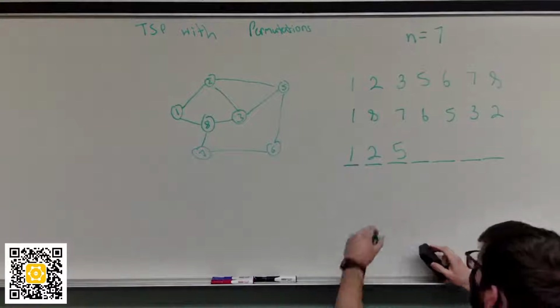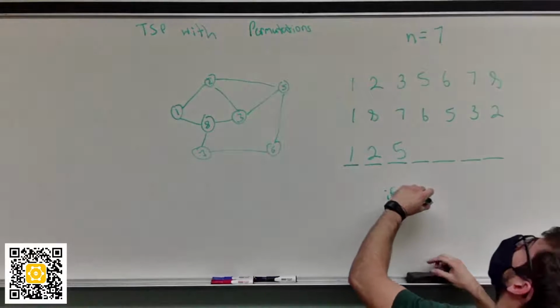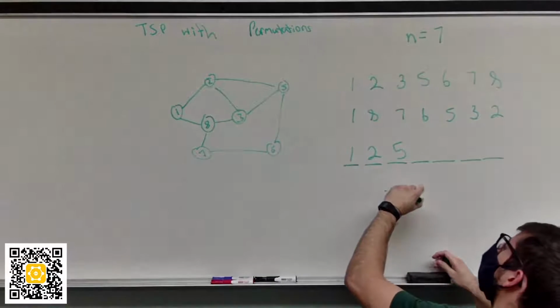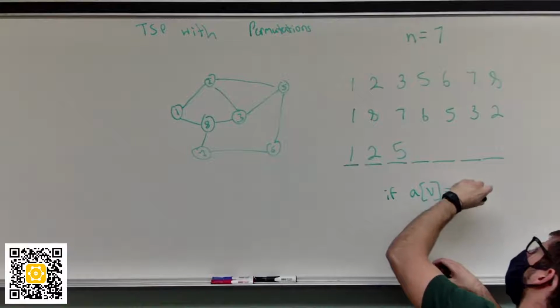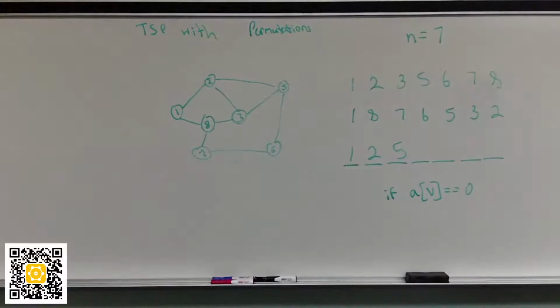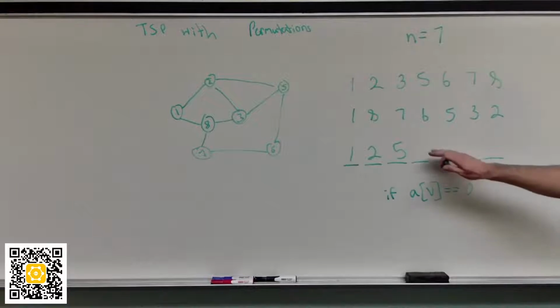Remember how in our code there was an if? So that means that it could be repetitions. Like if it's equal to 0, aka we haven't used it, then let's consider it. But if we have used it, then we do not want to try it again, because it's already in the sequence.